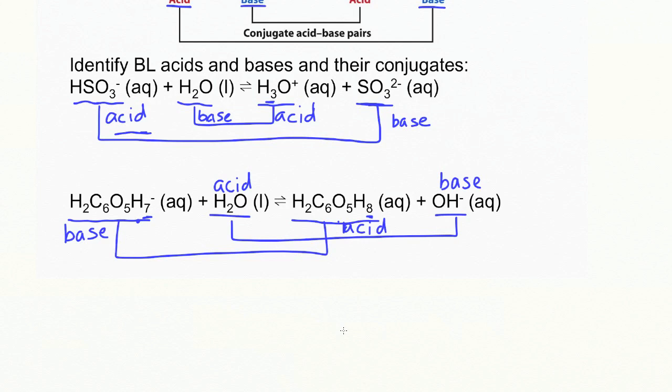All right, this is how we identify the Bronsted acid and base, and how we identify the conjugate acid and base pair. Let me know if you have any questions.